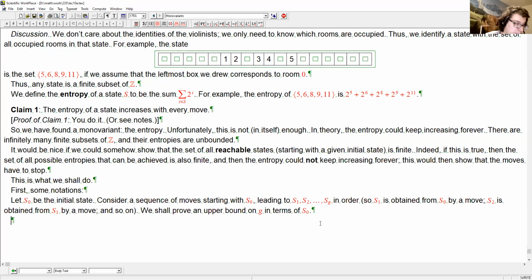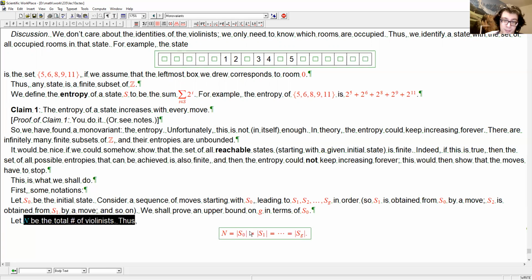So how do we do this? Let n be the total number of violinists. This number, of course, does not change because violinists only move around the hotel. You don't gain or lose any violinists in the process. So all of these states have the size n, because remember, the state is a set of occupied rooms, so the size of the state is the number of occupied rooms, and because there is only one violinist per room, this number of occupied rooms is also the number of violinists, which is n.